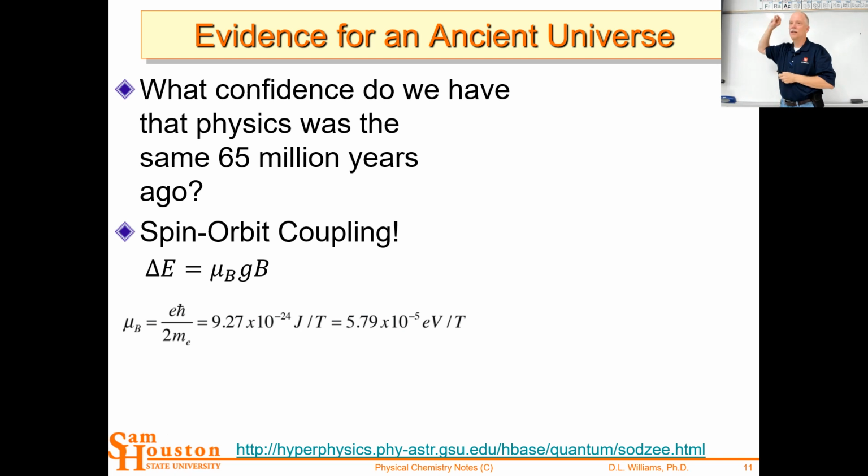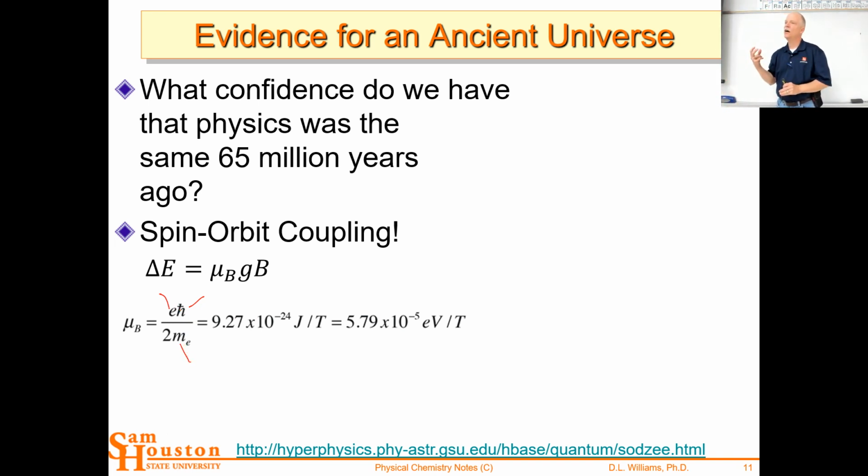But the thing about the physics is, look what's in that Bohr magneton. So that Bohr magneton has the charge on an electron right here. These are fundamental constants. Charge on an electron, Planck's constant, that bar means over 2 pi, and the mass of the electron.